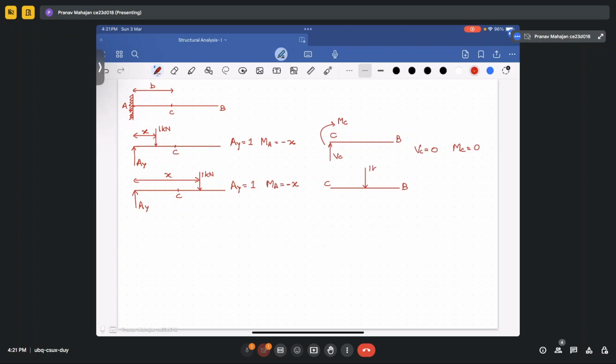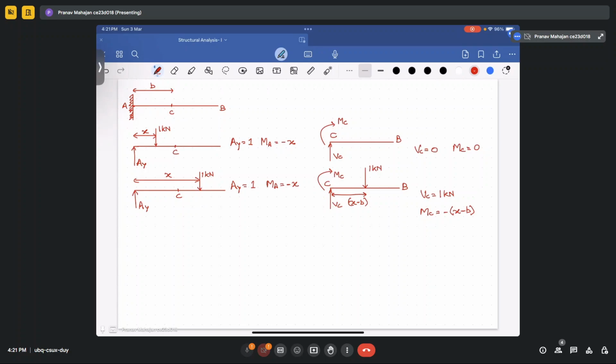Now take another section when the load is between B and C. So this is your 1 kilonewton load, and this is your VC, and this would be your MC. Now in this case, your VC will be equal to 1 kilonewton, and your MC will be equal to minus of h minus b, because this whole distance is h. And if you subtract the b, you will get only this distance. So what is this distance? This distance is h minus b.